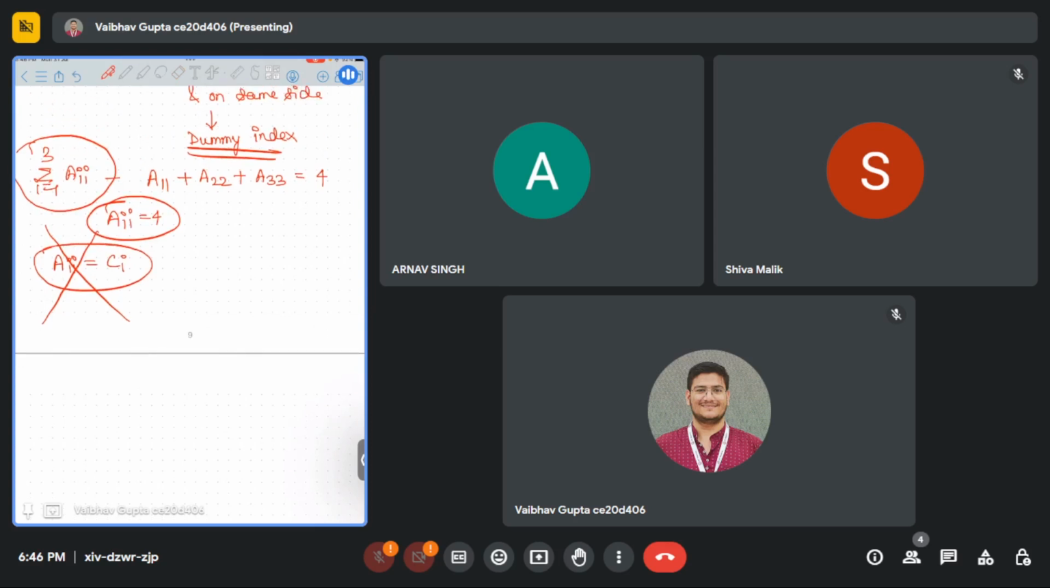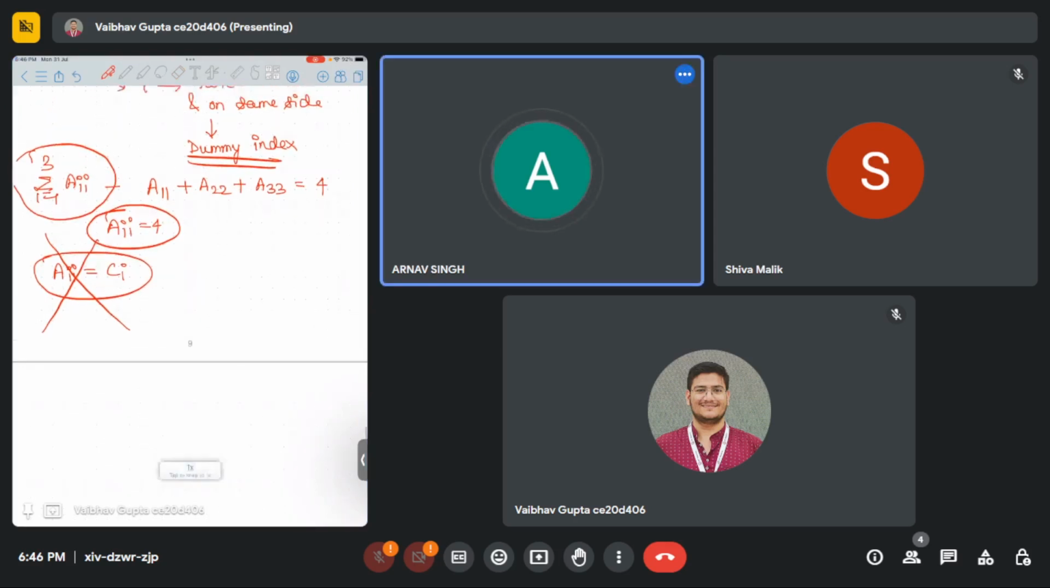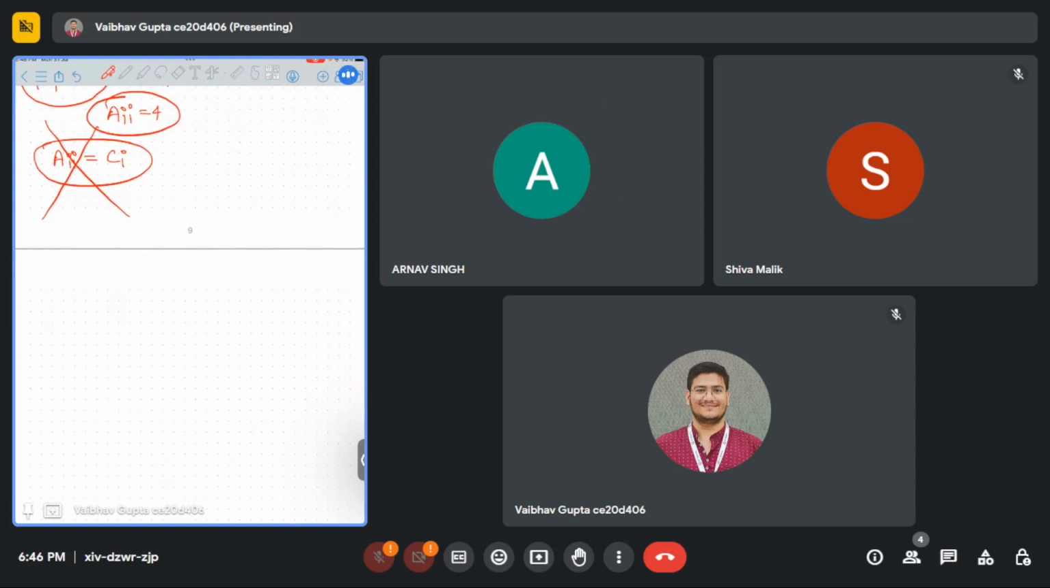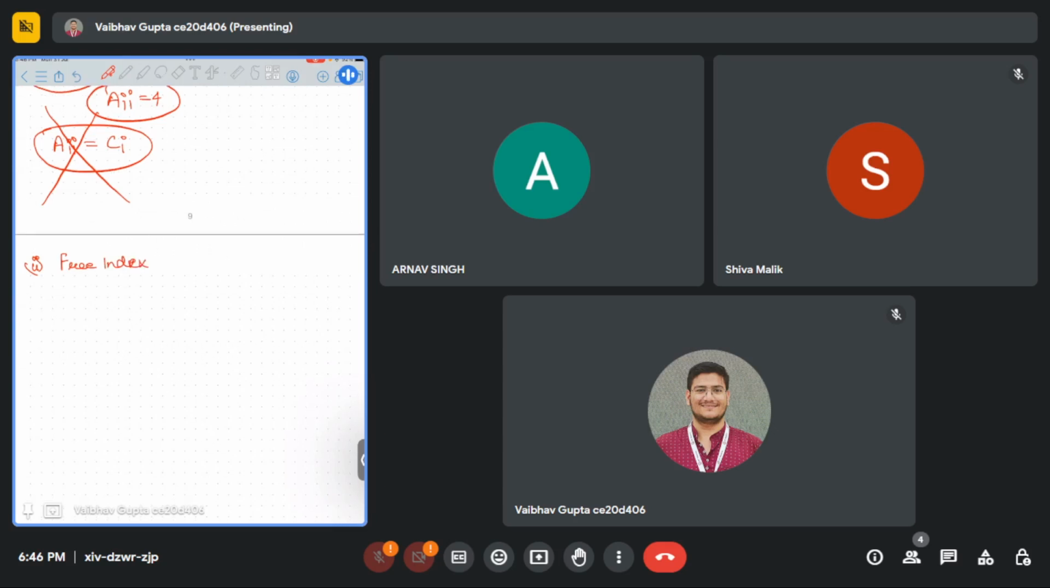Free and dummy index, you understood, everyone? Yes, sir. Okay. So now we'll go with free index. What is free index? So suppose it is written like this.